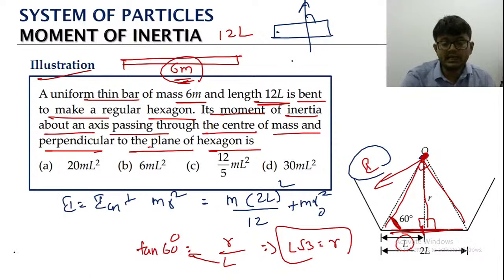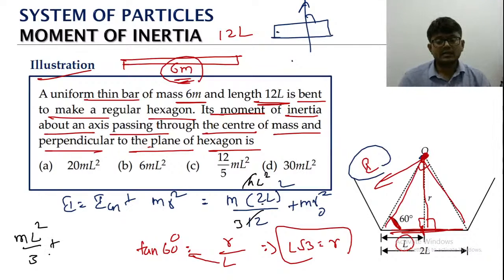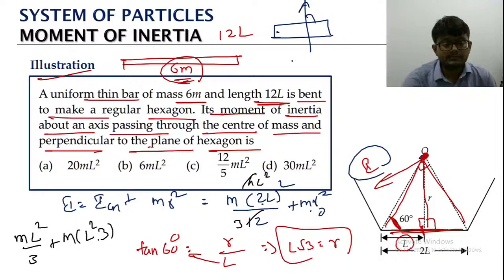Just substitute it and check what is the answer. So here, 2L the whole square means 4L square. So the first term is ML square by 3, plus the other portion, MR square. So M into the R value, L root 3, square means L square into root 3 whole square, which will be 3.